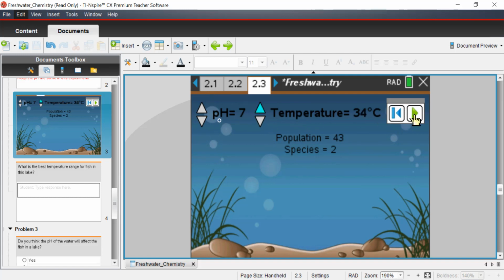And then 34. 34 is about the same. Yep, and let me pause that. And then 35, we saw bad things. So 12 fish, 1 species left. It's just this, whatever this is. All right, so there you go.